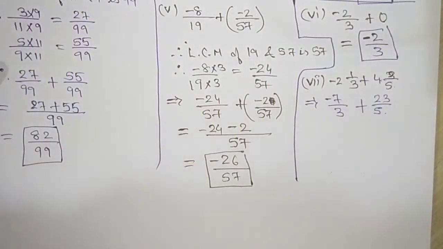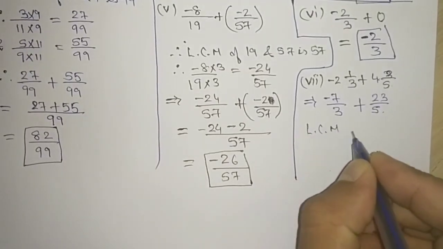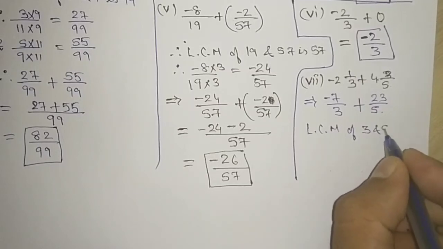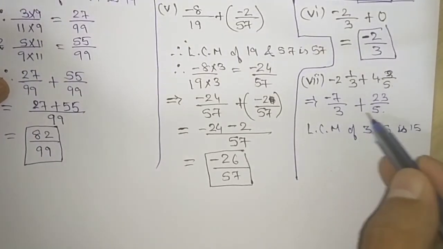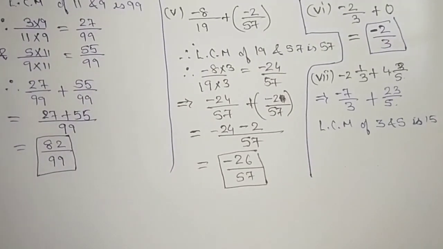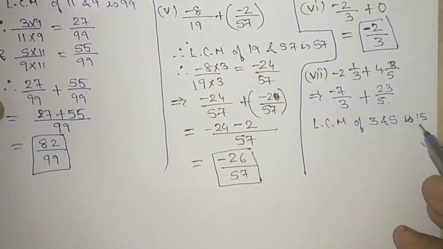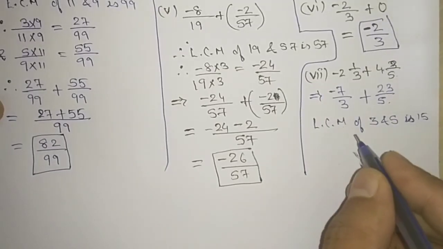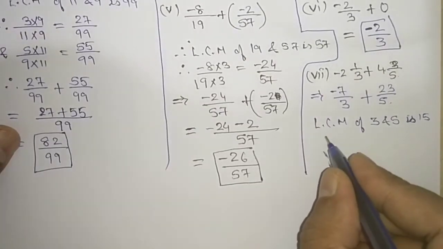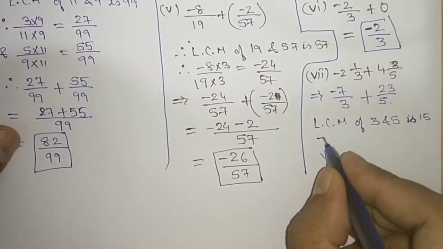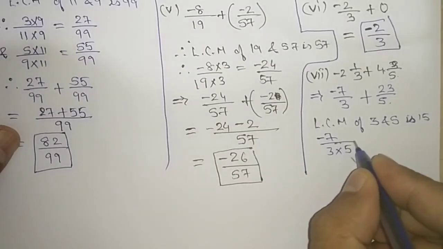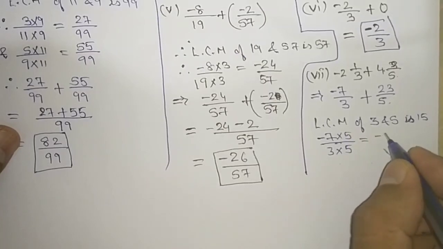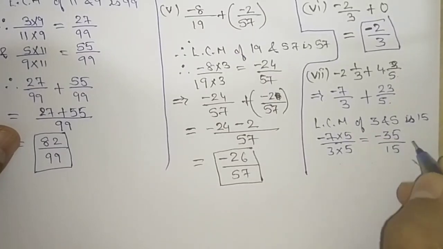Now the denominator is not the same, so the LCM of 3 and 5 is 15. If both the denominators don't go in each other's table, we will multiply those numbers and that will be our LCM. So we will have LCM 15. Minus 7 by 3: to make it 15, I will multiply by 5, so the numerator also by 5. So the new number will be minus 35 by 15.